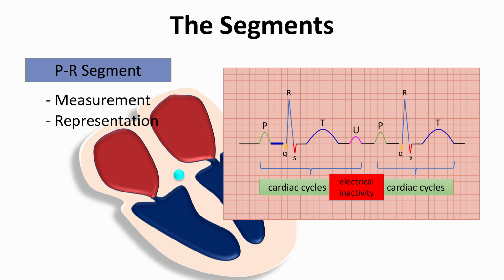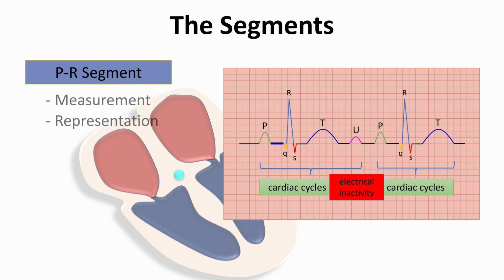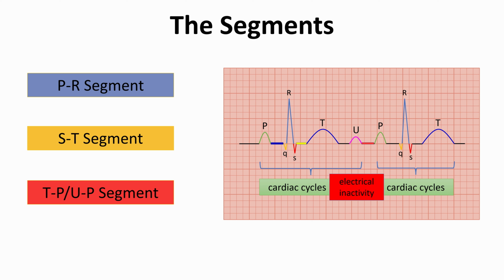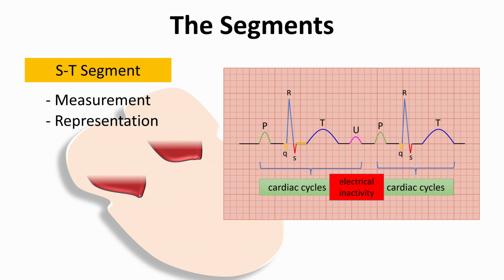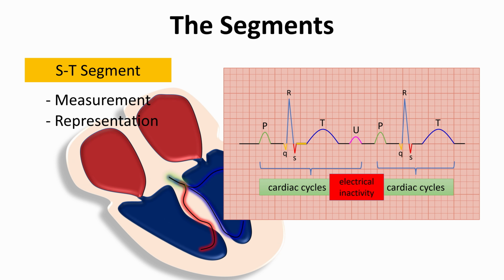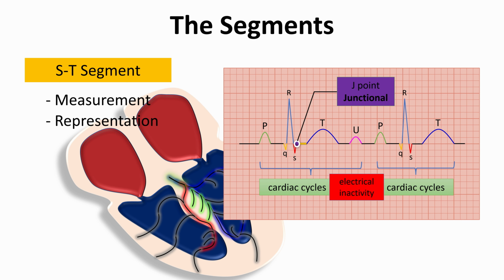Note carefully that the length of the PR segment doesn't include the width of the P wave, while the duration of the PR interval does include the P wave width. Second, we have the ST segment. The ST segment is that portion of the isoelectric line which intervenes between the termination of the S wave and the onset of the T wave. It represents the plateau phase of ventricular repolarization. The point at which the QRS complex ends and the ST segment begins is termed the junction point or the J point.